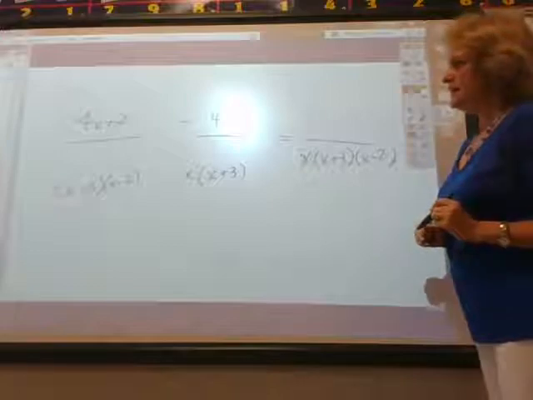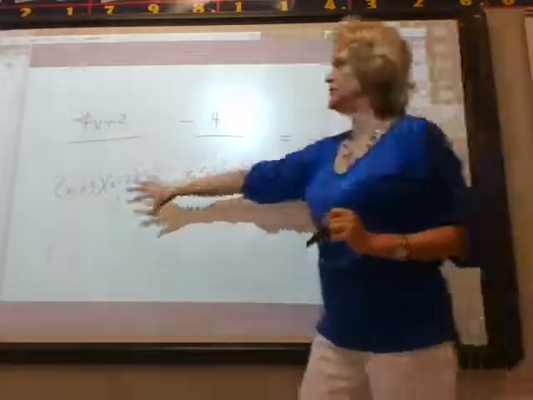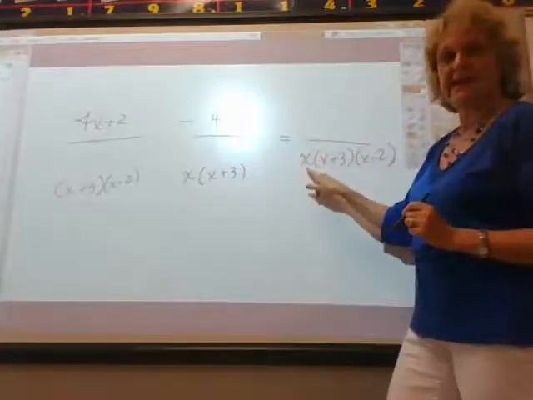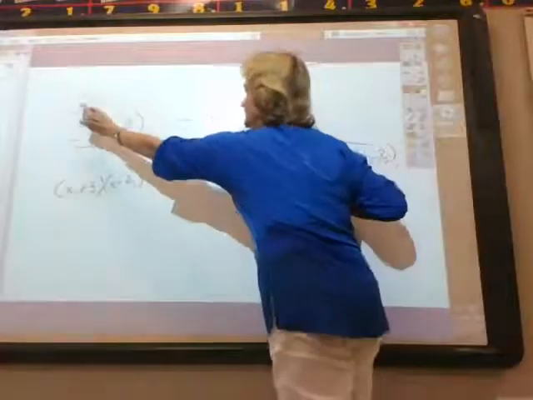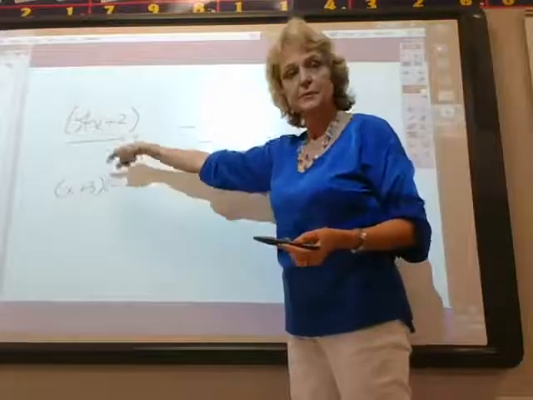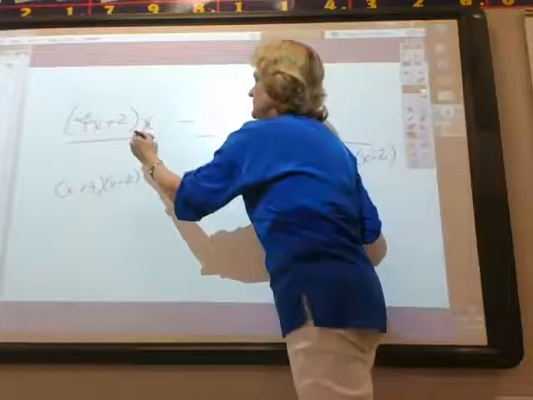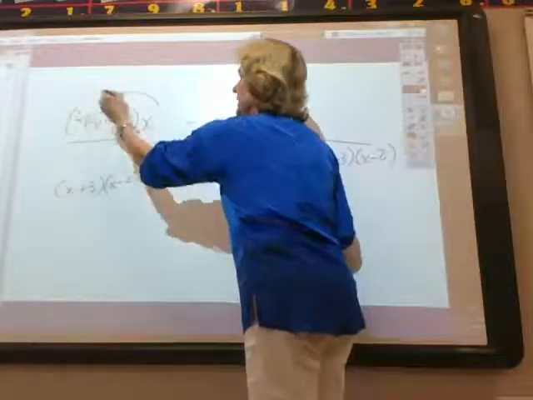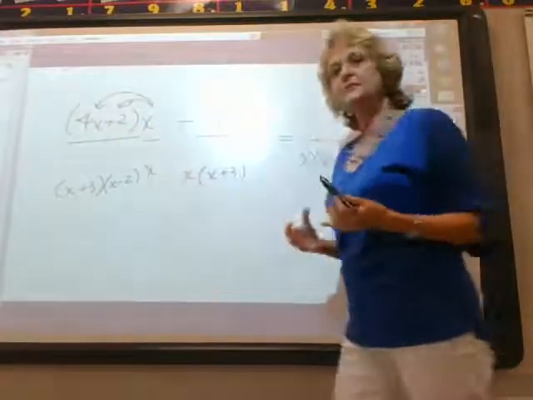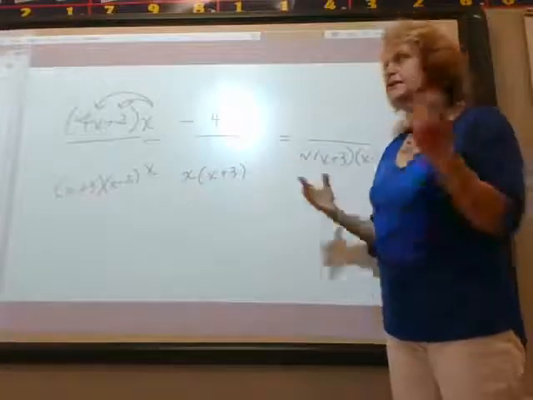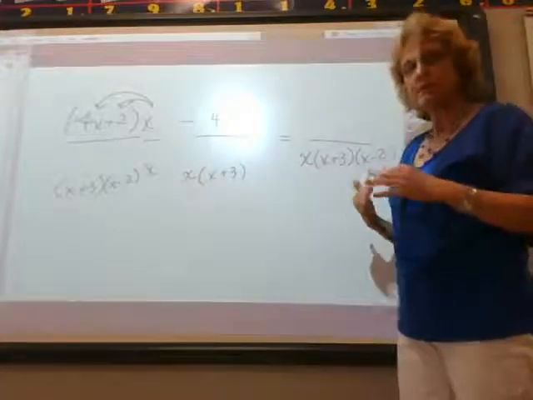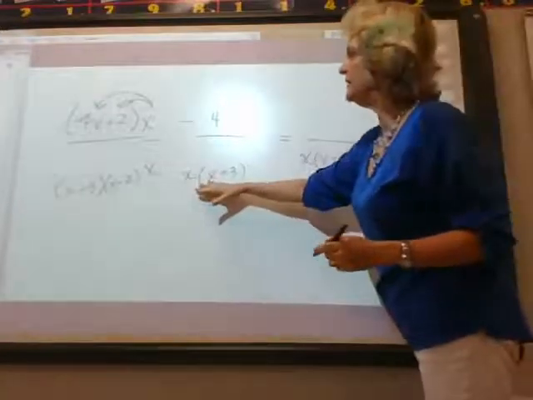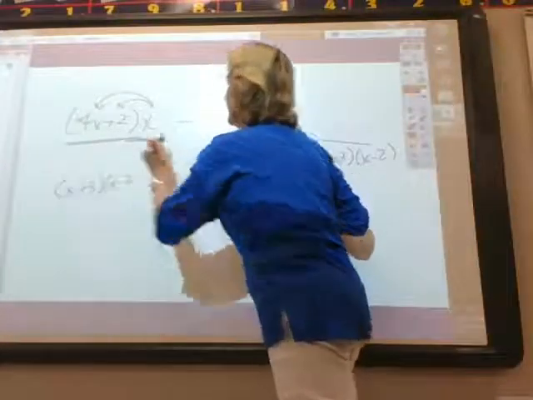All right, so this first term, what's it missing from the LCM? An x, good. So you see there's a binomial there. I'm going to put parentheses because I'm going to be multiplying by x over x, so I want to make sure that I'm distributing. So whenever there's a binomial in your numerator, make sure you put parentheses so that you remember you are distributing.